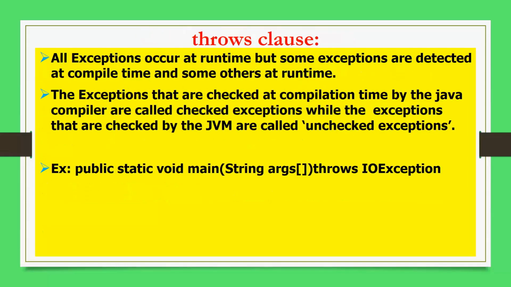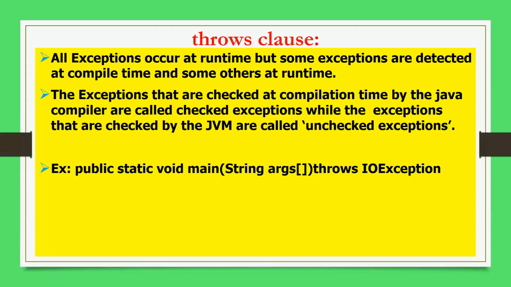And next, throws clause. All exceptions occur at runtime, but some exceptions are detected at compile time and some others at runtime. The exceptions that are checked at compilation time by the Java compiler are called checked exceptions, while the exceptions that are checked by the JVM are called unchecked exceptions. In the case of checked exceptions, the programmer should either handle them or throw them without handling them using the throws clause. Otherwise, there will be an error flagged by the Java compiler.